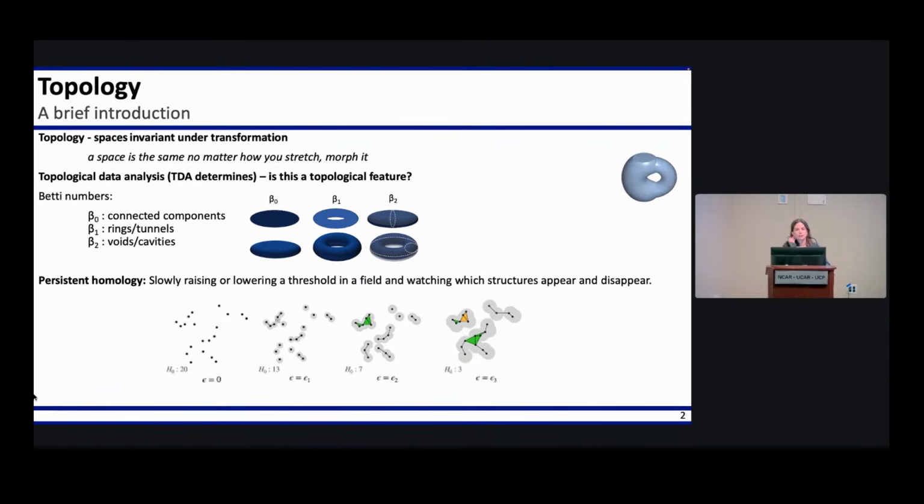So this is the number of connected components, rings and tunnels, and voids and cavities in shapes. We don't really see Betti 2 in these polar vortex features, but it's worth knowing anyway. The idea of persistent homology: you see this field of dots, and we pick thresholds and expand upon these dots, and they start connecting and forming shapes. These are our Betti numbers.